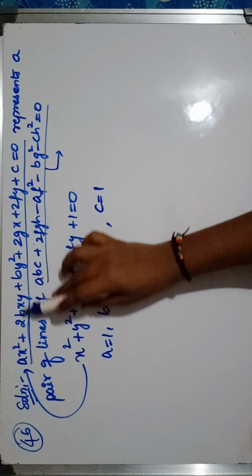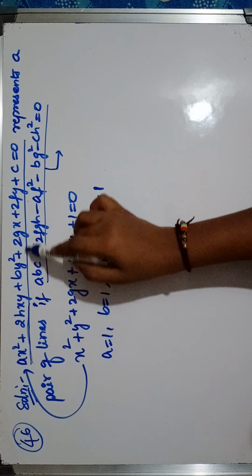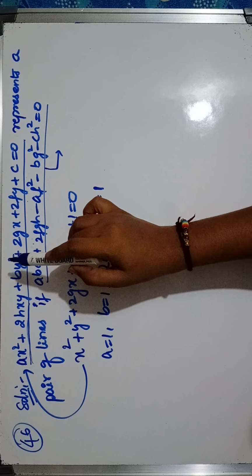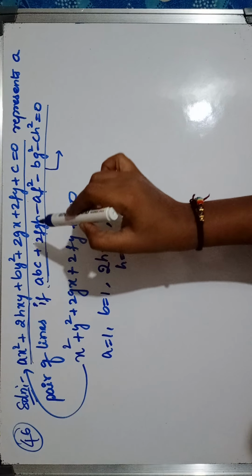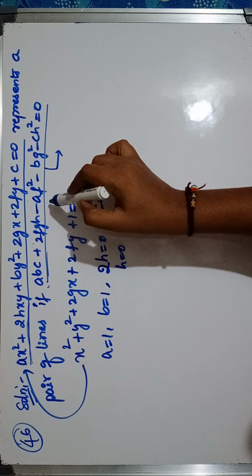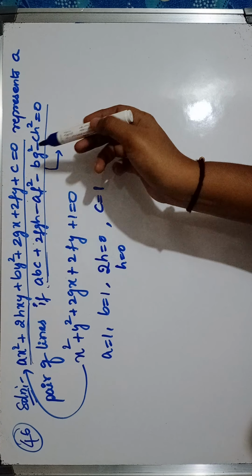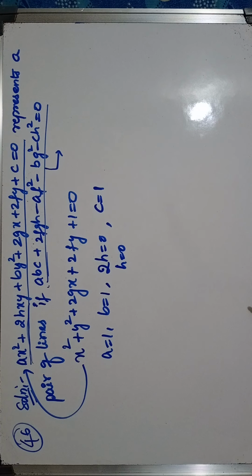See, this is the general form of lines. So for it to represent a pair of lines, the condition is abc plus 2fgh minus af square minus bg square minus ch square is equal to 0.